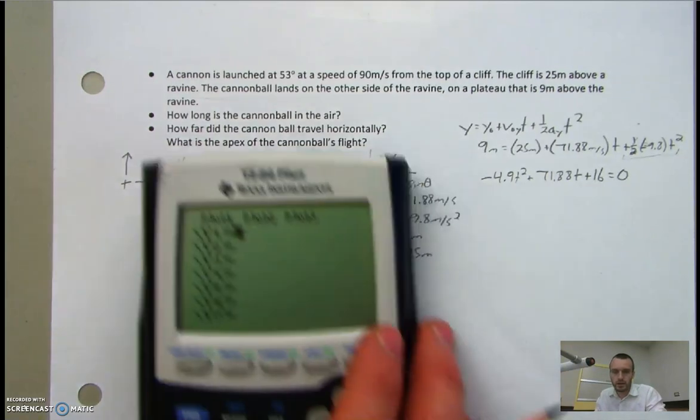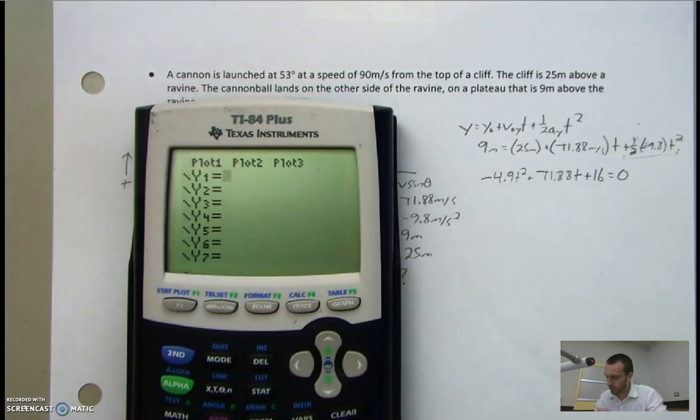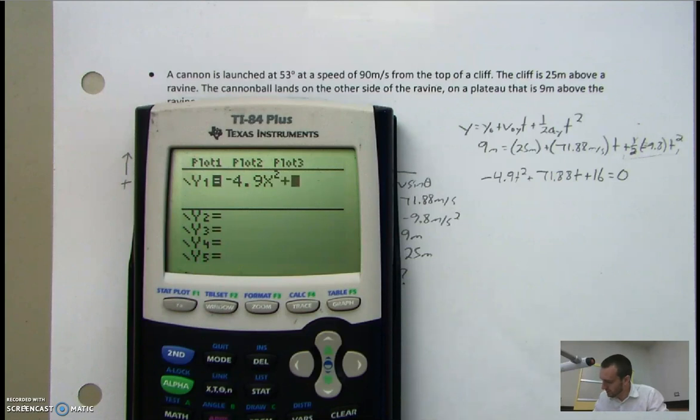So let me show you how to use your calculator to let the calculator solve this for you. All you would do is type in negative 4.9. Instead of t, if you're looking for that button, you actually use this button right under mode, that one, and you square, and then you would do plus 71.88 x plus 16. So we type that into our y equals button.